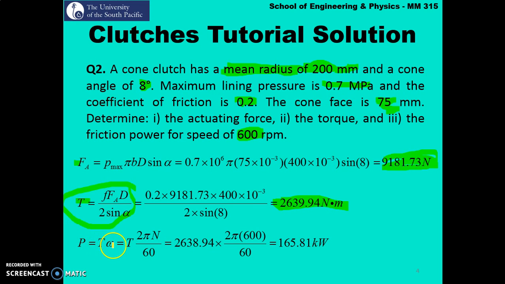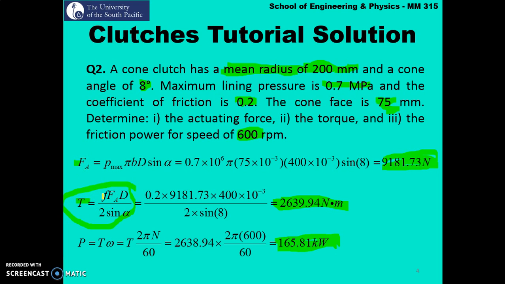And then lastly, power is again a standard formula. Power is nothing but torque times omega. Torque we have calculated already, and omega is your angular velocity, which is given as 2 pi N upon 60, and at a speed of 600 revolutions per minute we can calculate our angular velocity. So torque times your angular velocity, you get the power that will be transmitted at that particular speed to be 165.81 kilowatt.